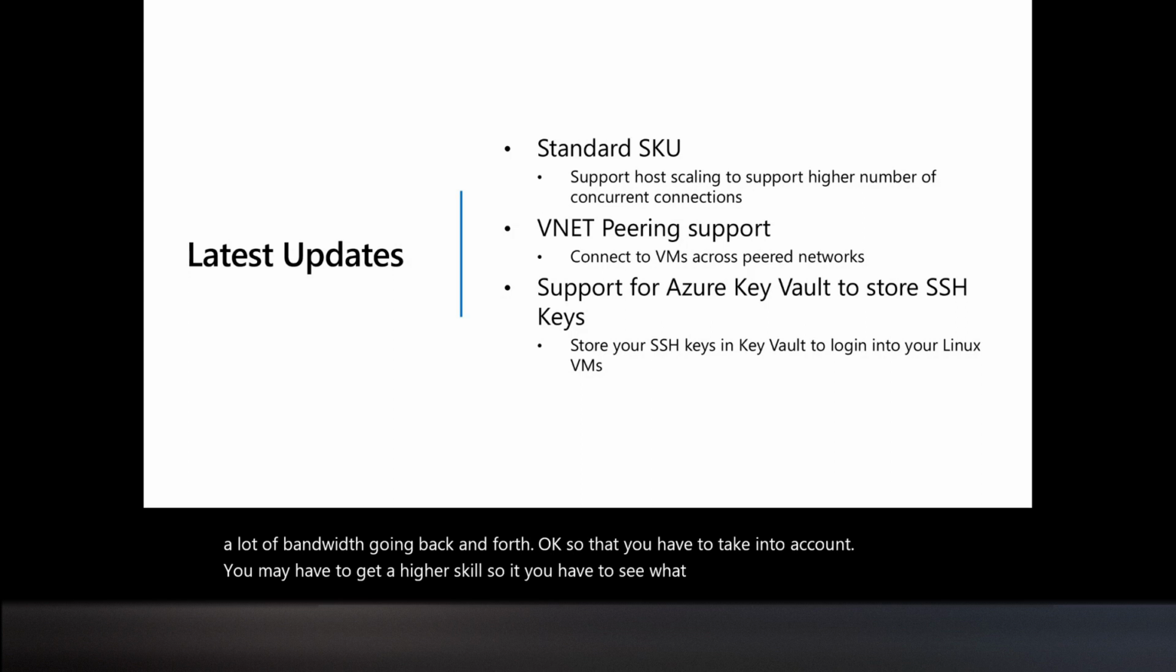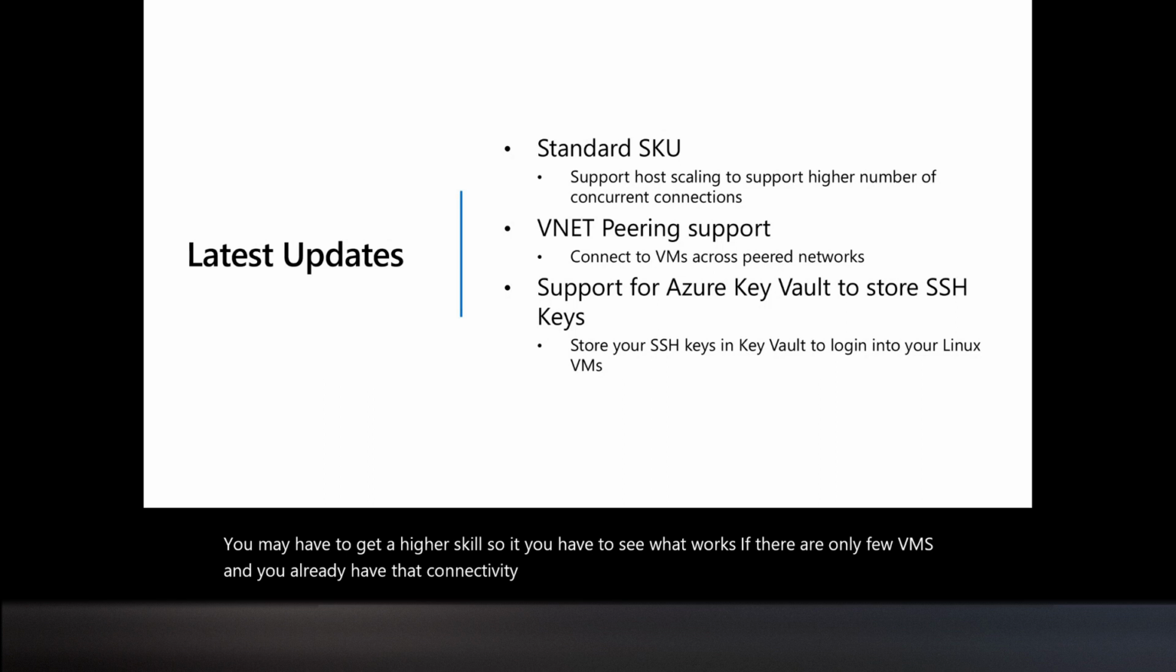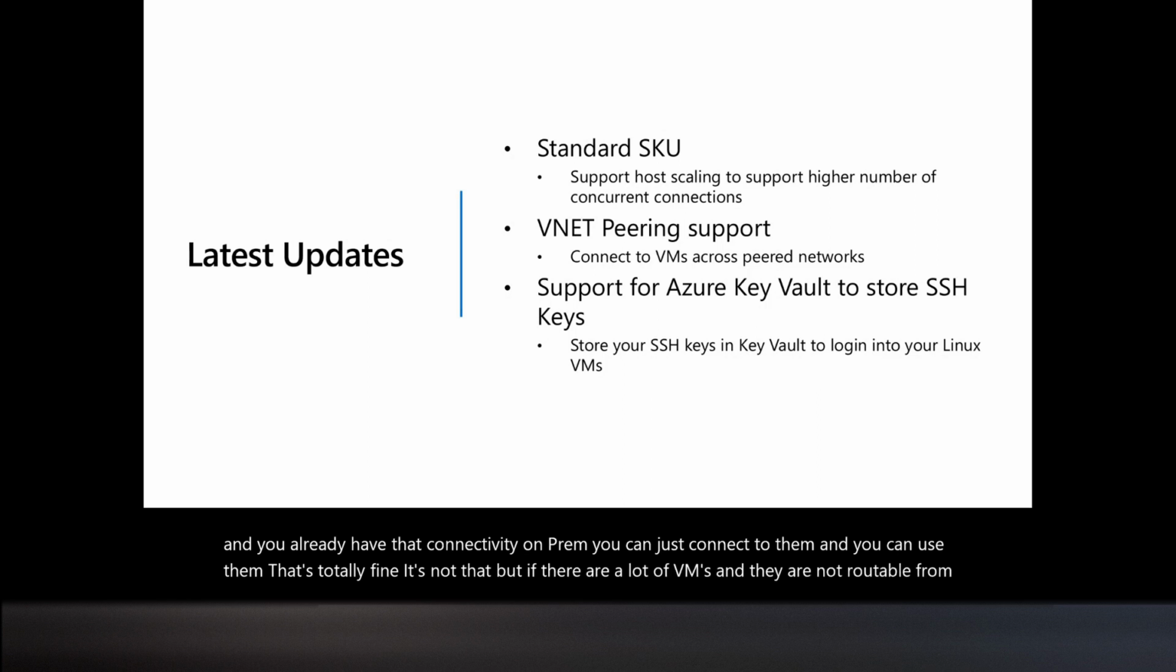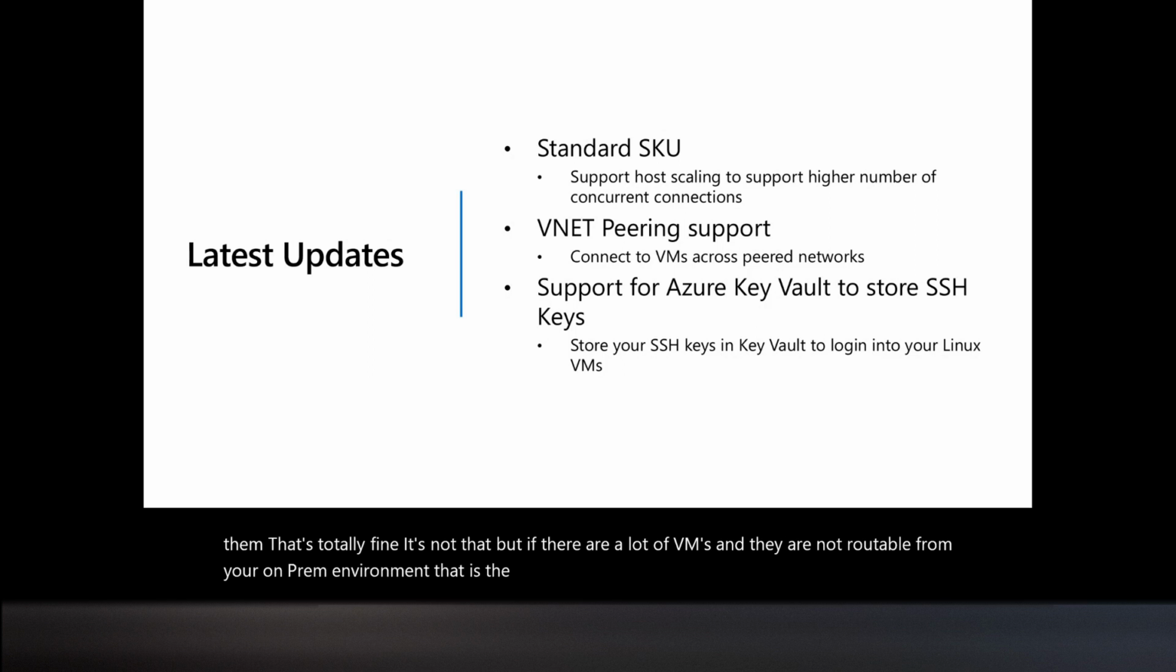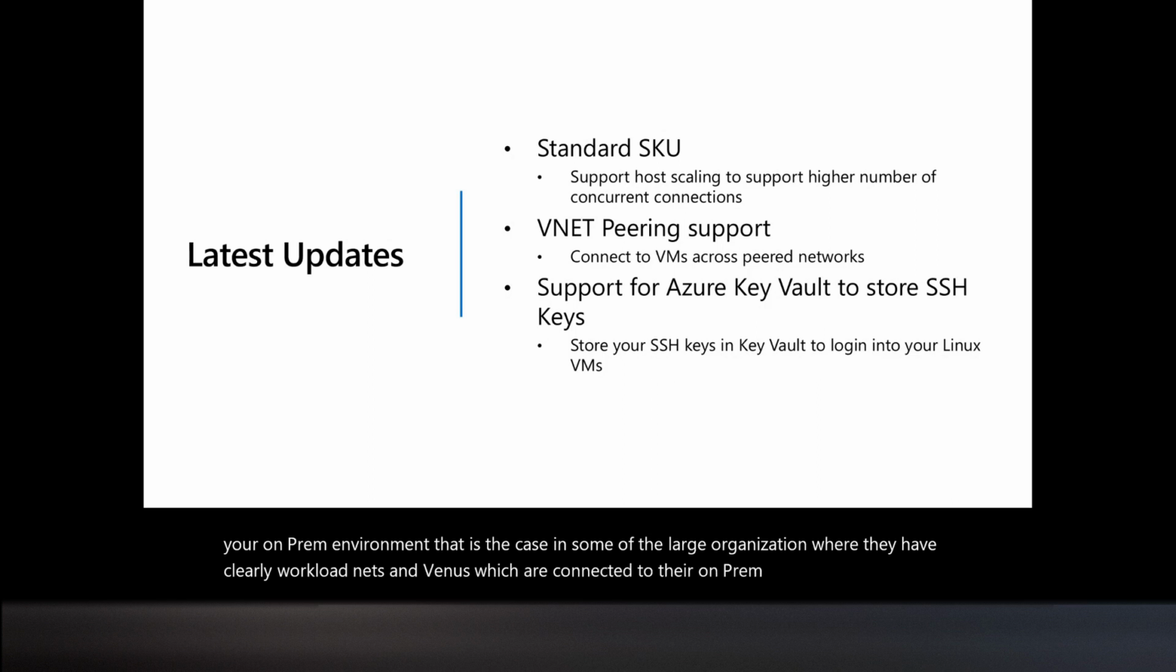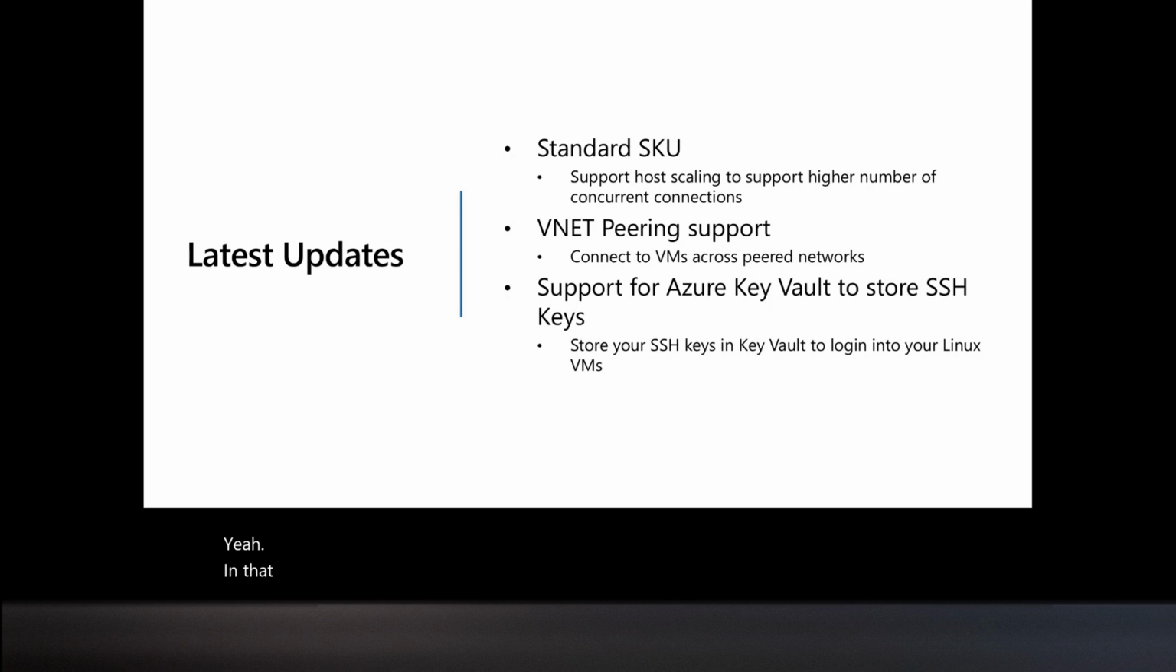If there are only a few VMs and you already have that connectivity on-prem, you can just connect to them, and that's totally fine. But if there are a lot of VMs and they are not routable from your on-prem environment, which is the case in some large organizations where they have clearly separated workload VNets and the VNets which are connected to their on-prem environment, then that's where Bastion can be a good solution.